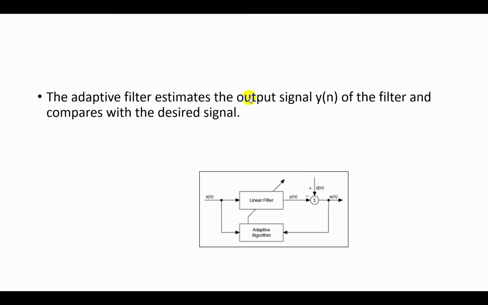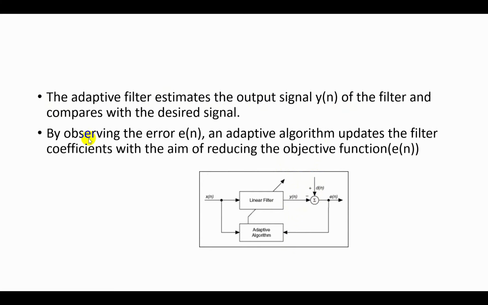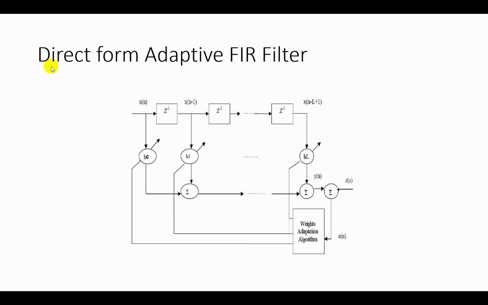So the adaptive filter estimates the output signal y of n of the filter and compares it with the desired signal d of n. By observing the error e of n, the adaptive algorithm updates the filter coefficients, that is the transfer function is altered, with the aim of reducing the objective function e of n, that is the mean square error must be minimized. Error e of n is the difference between the desired input d of n and the actual output y of n. This is the direct form realization of adaptive FIR filter.